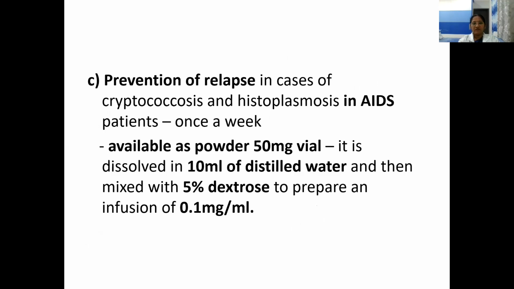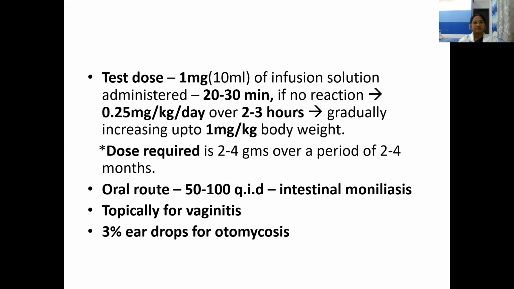This conventional amphotericin B is available as powder, that is 50 milligrams per vial. It should not be given as it is. It has to be dissolved in 10 ml of distilled water, and then it has to be mixed with 5% dextrose to prepare an infusion of 0.1 milligrams per ml.